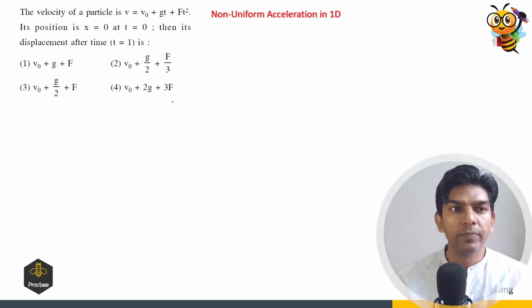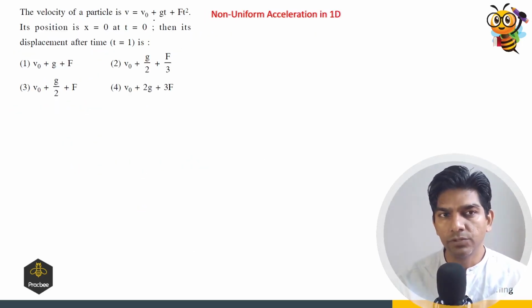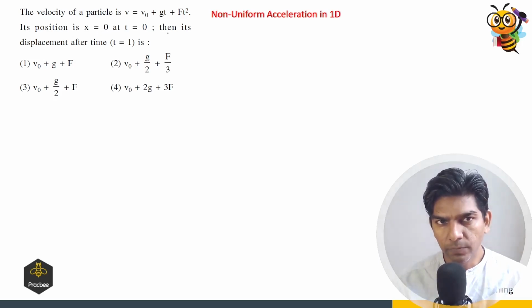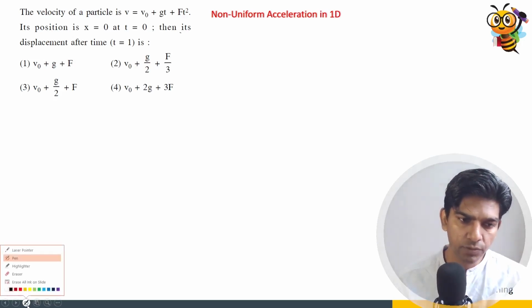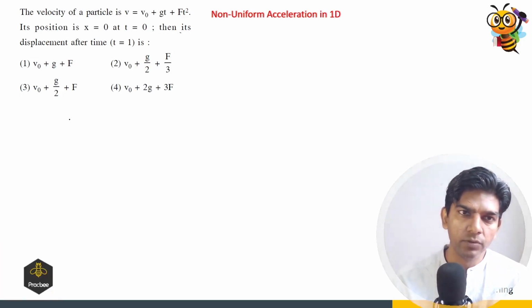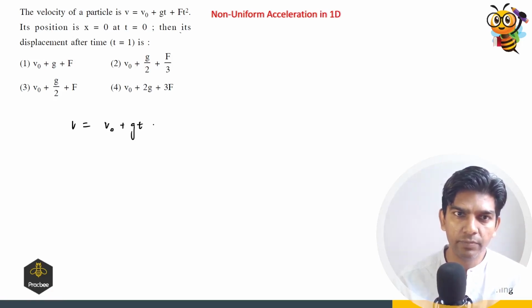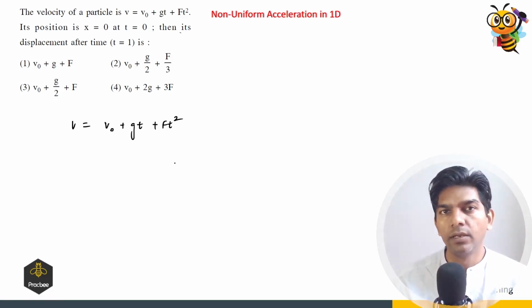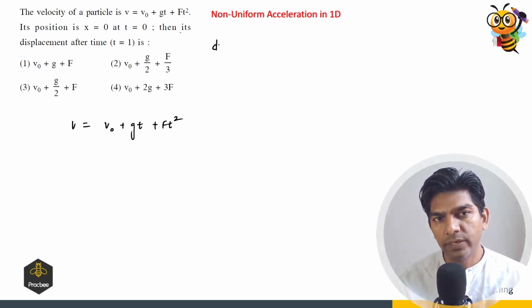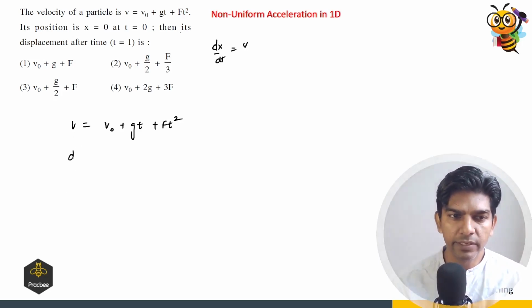Let us see this question. The velocity of the particle is v equals v naught plus gt plus ft square, where g and f are constants. Its position is x equals 0 at t equals 0. Then its displacement after time t. So we have to find the displacement. So we have v equals v naught plus gt plus ft square, and we know that dx by dt is velocity. So we can write v as dx by dt.